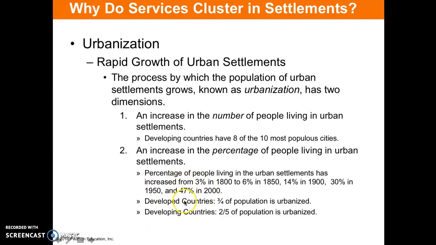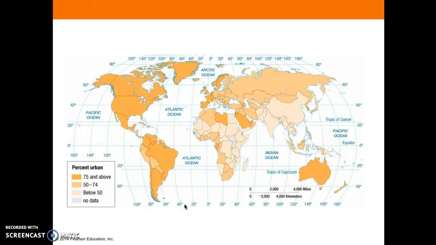This is globally. In developed countries, about 3/4 of the population lives in urban centers, and in developing countries, about 2/5 of the population is urbanized. If you look at this map here, you can see that the percent urban across almost all of North America is 75% or above. It's down here in the Central American area that you get down to 50 to 74 or below 50.